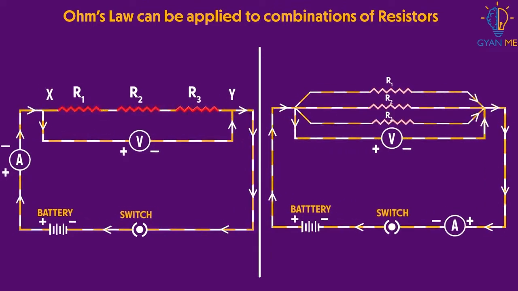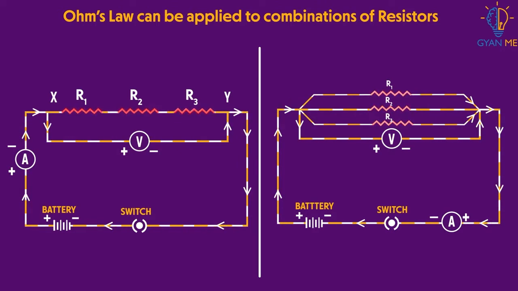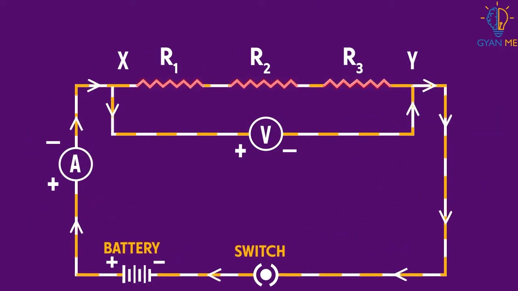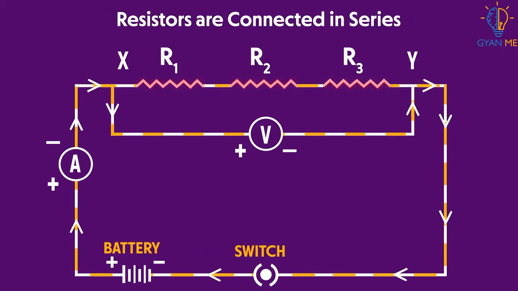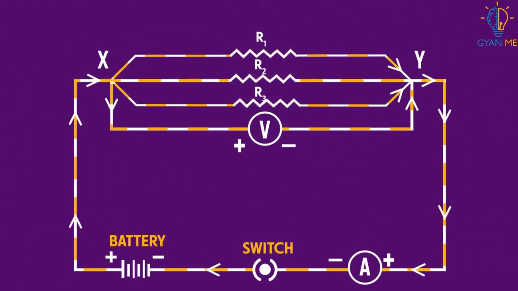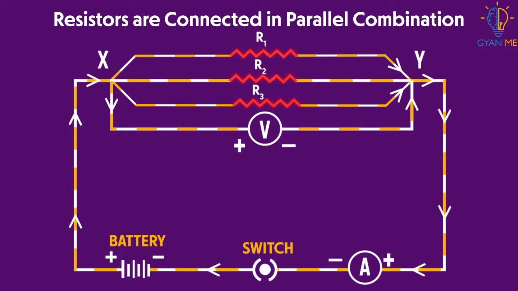There are a total of two methods of joining the resistors together. In figure 1, the electric circuit has three resistors having resistance R1, R2 and R3 respectively, and these are joined end to end. In this condition, we say that the resistors are connected in series, while figure 2 shows a combination of resistors in which three resistors R1, R2 and R3 are connected together between points X and Y. Here, we say that the resistors are connected in parallel combination.